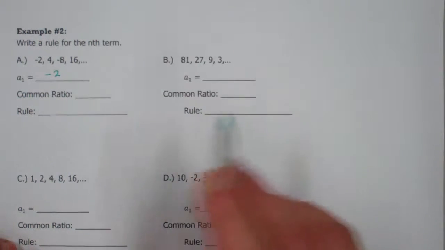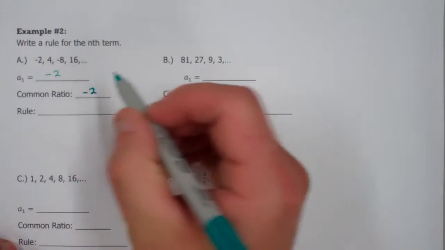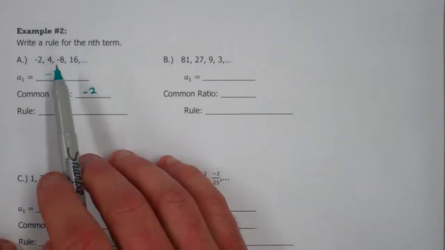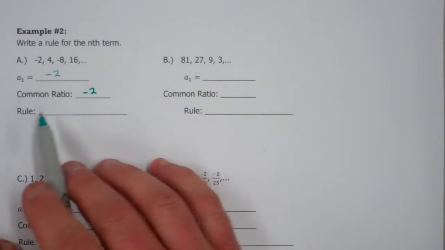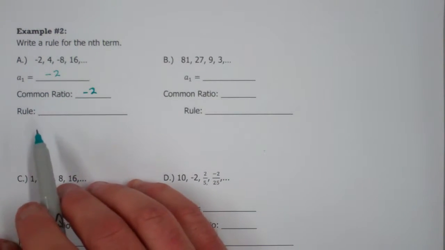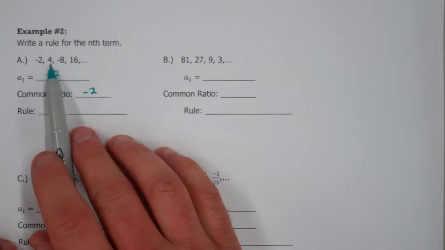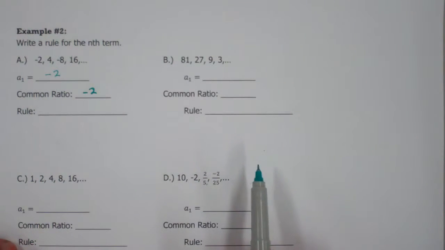So in this one, it's kind of a special one where a sub 1 is negative 2, and the common ratio is also negative 2. You might be wondering why we call negative 2 the common ratio, but it's what we're actually multiplying by. And it has to do with another way of finding the value of the common ratio. You can take any term and divide it by the previous one, or set up a ratio, and that'll give you the value you're multiplying by every time. So 4 divided by negative 2 is negative 2, negative 8 divided by 4 is negative 2, and 16 divided by negative 8 is also negative 2.